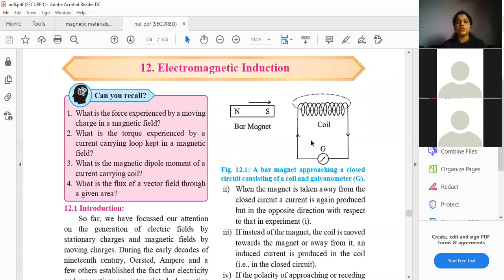See students, whenever there is a normal coil, you can see this diagram. There is a coil, and it is not connected to any external battery or anything. This is a galvanometer. So there is a coil. If you bring a bar magnet, that is, if you bring a magnetic field towards the coil, you will see that current is induced in the coil.